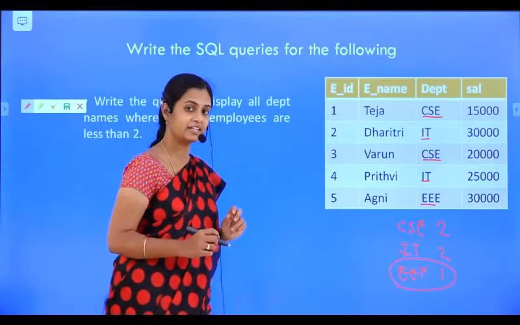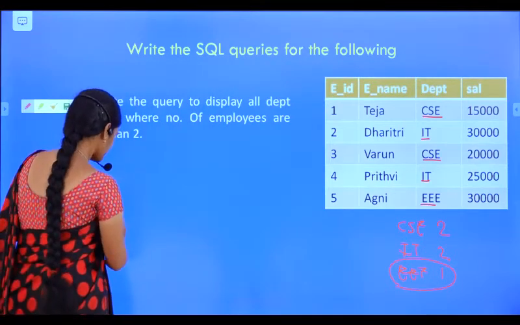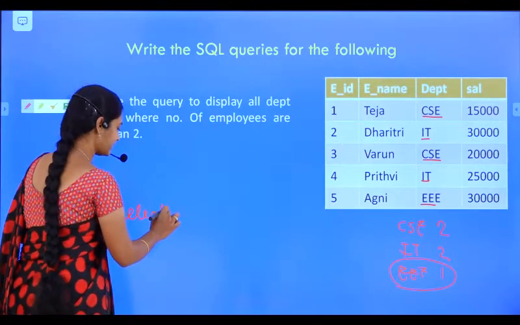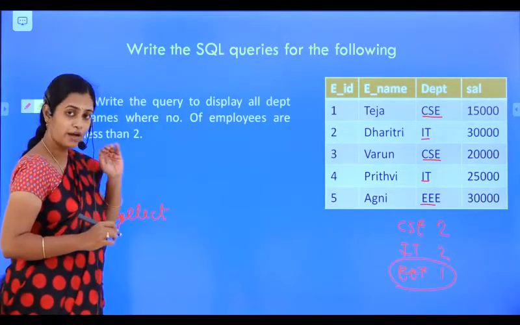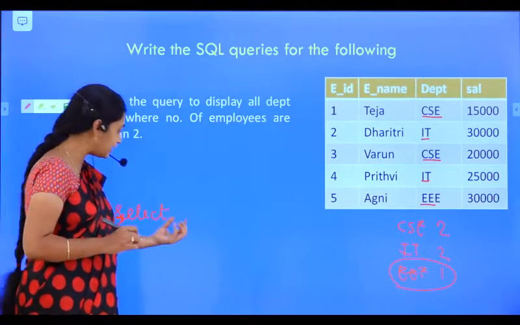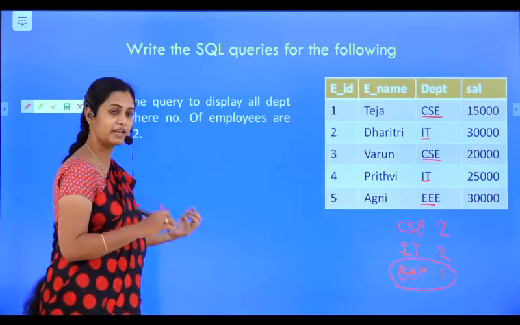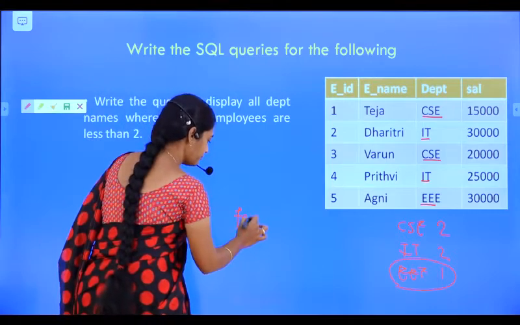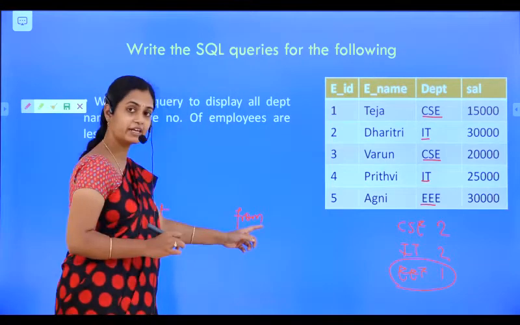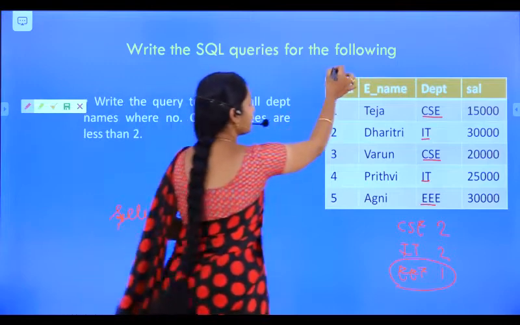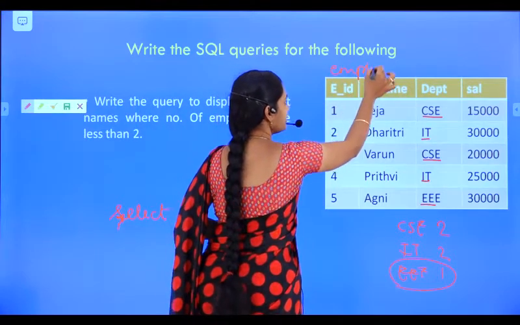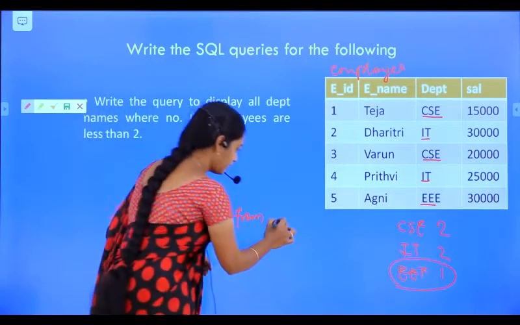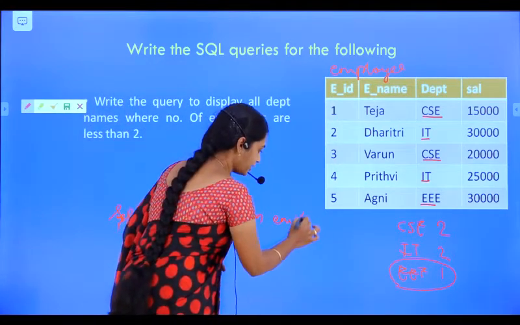Now how do we write a query here? First you have to write select. For the time being we'll not write what we need to select, but later we can write it. Now, from: you need to write the table name. And what is the table name here? Employee is the table name. Select from employee.